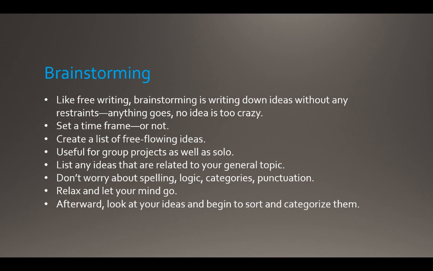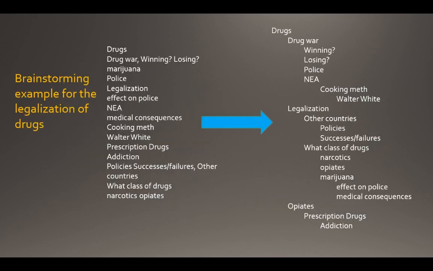You list any ideas that are related to your general topic, and don't worry about spelling, logic, categories, or punctuation. Just relax and let your mind go. Afterward, you then look at your ideas and begin to sort and categorize them. You'll see connections and you'll see categories and subcategories, and it will turn out that you could very well find a good subject. Here's an example of brainstorming.